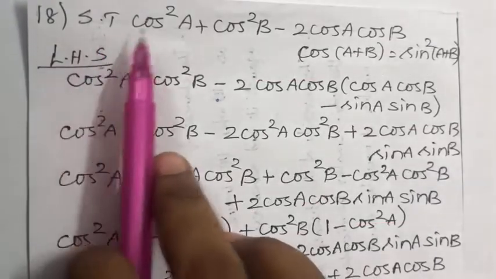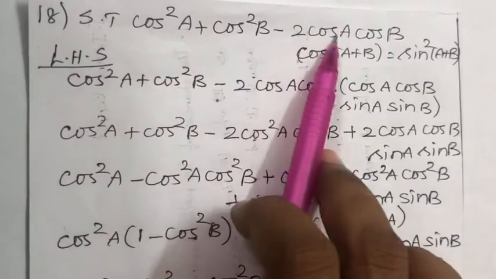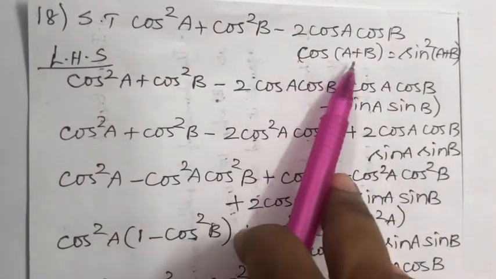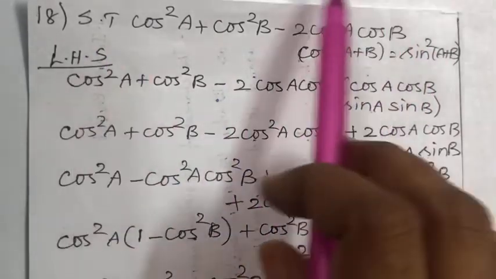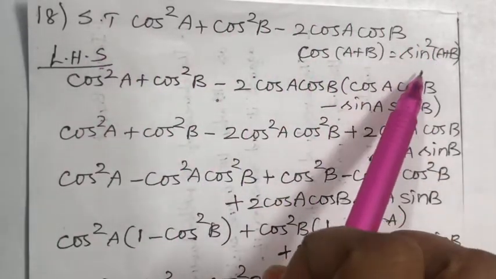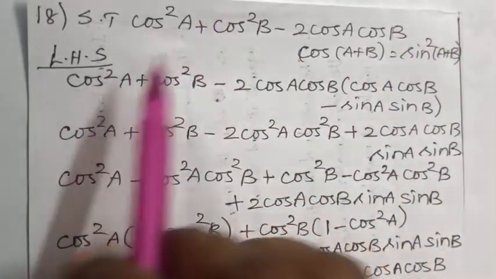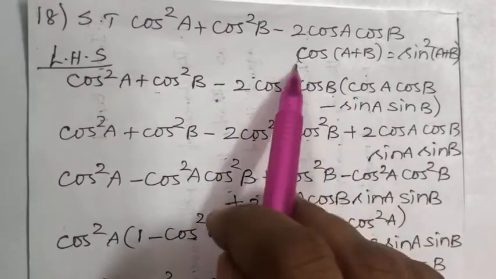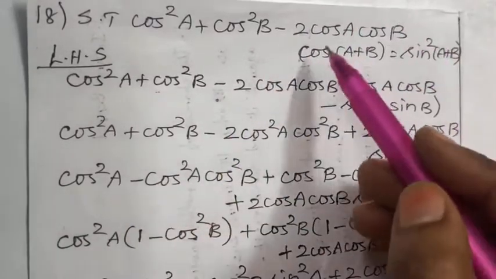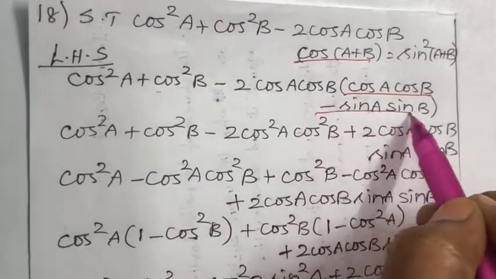18th one, show that cos square A plus cos square B minus 2 cos A cos B cos(A plus B) is equal to sin square (A plus B). This whole expression is equal to sin square (A plus B). First, let's take the left hand side. Cos square A plus cos square B minus 2 cos A cos B cos(A plus B). So cos(A plus B), its formula is cos A cos B minus sin A sin B.